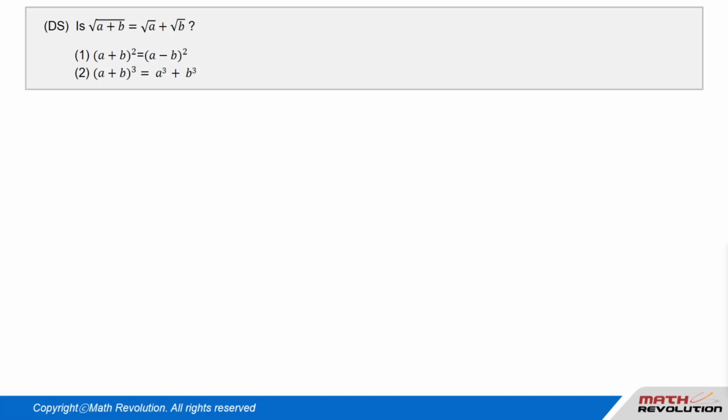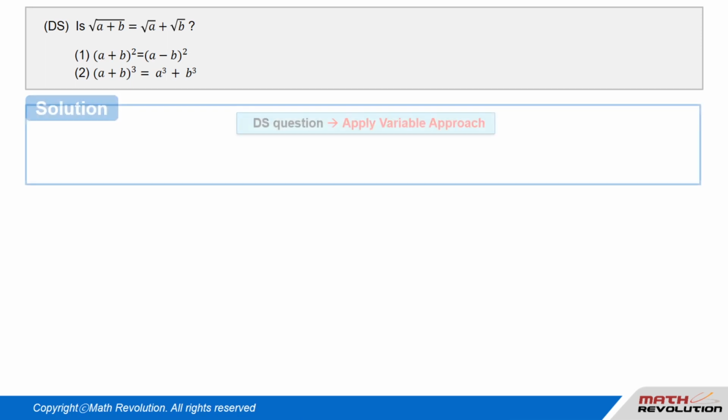Question: DS. Is square root of a plus b equal to square root of a plus square root of b? Condition 1. (a plus b) whole squared equals (a minus b) whole squared. Condition 2. (a plus b) whole cubed equals a cubed plus b cubed.